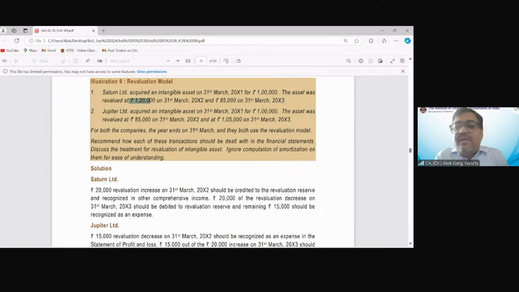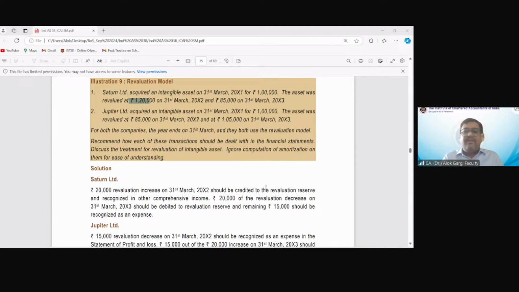Next year, 1,20,000 becomes 85,000. There is a decrease of 35,000. What is the accounting entry? Reverse the 20,000 from the revaluation reserve balance, and the rest to P&L. So first of all, revaluation reserve debit 20,000, impairment loss debit 15,000, to intangible asset 35,000.